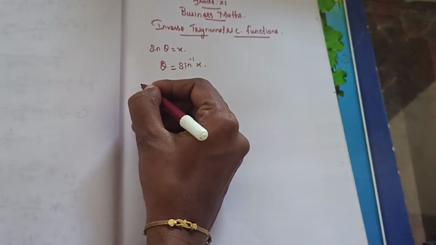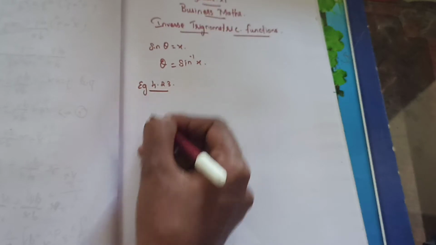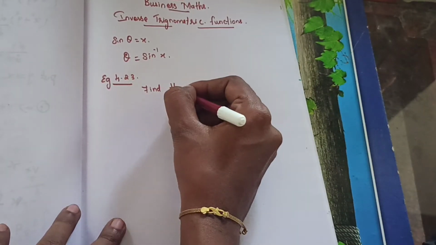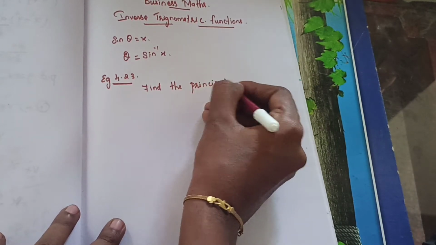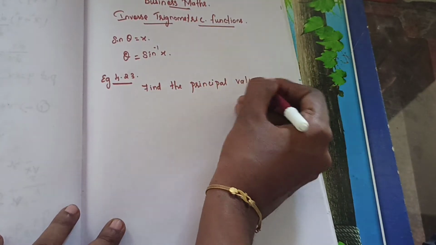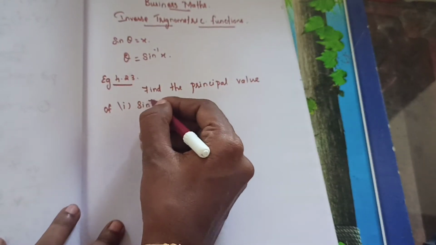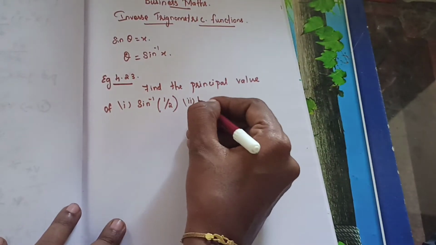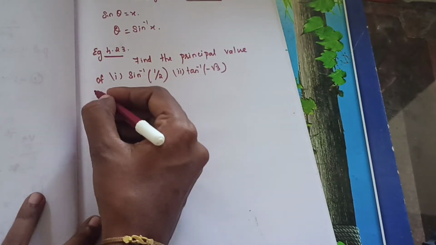We will move on to the problem. Example 4.23. Find the principal value of: first one is sin inverse of 1 by 2. Second one is tan inverse of minus 3. Solution.